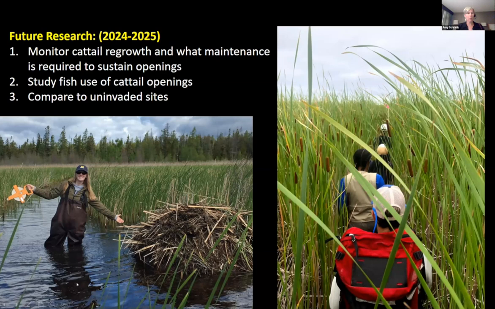I always show this picture of a technician of mine from some Great Lakes work with this muskrat mound. We found tons of muskrats using our cattail openings. They don't seem to be able to get into the really dense cattail, but once you open it up, they don't really care if it's native or hybrid. They will use it. So that's always an interesting component that I've never studied but have noticed.